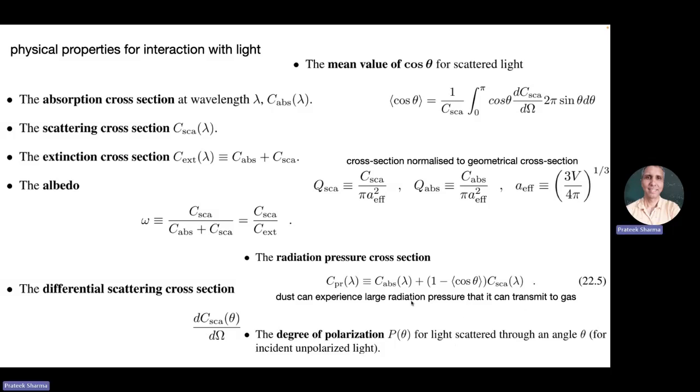And once the dust gets momentum, it collides with the gas around it, and eventually the momentum is transferred to the bulk of the mass in the ISM. And then you can also use the degree of polarization for light scattered through an angle theta. I mean, these are just the notations.